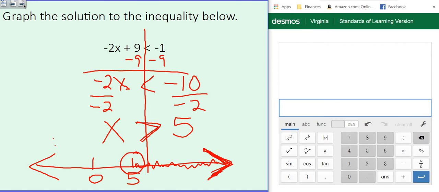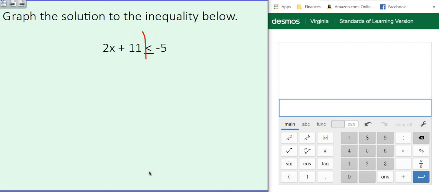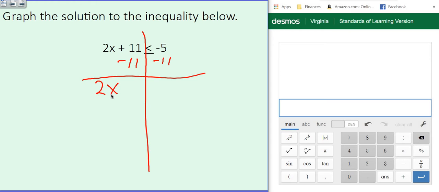Okay, so let's go on to our next one. Here again, we're going to solve it just like we would any equation. We've got 2 times x plus 11 is less than or equal to negative 5. So I'm going to subtract that 11 on each side. I have 2x is less than or equal to, and again, use your calculator, negative 5 minus 11 is negative 16. This time I'm dividing by positive 2.